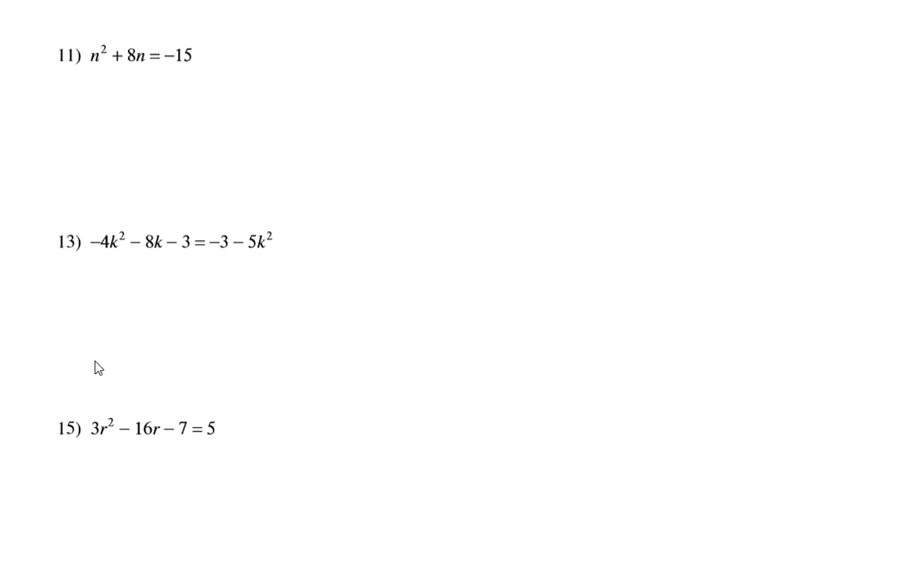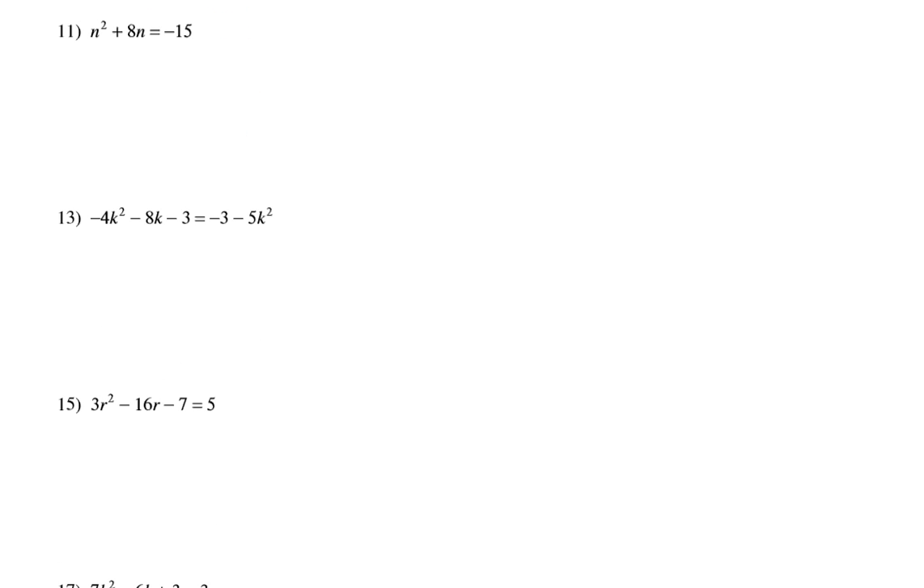Going on to number 11 on the back side of this worksheet. On number 11, we again have to start by getting everything to one side, so I'm going to add 15 to both sides of the equation. Get n squared plus 8n plus 15 equals 0. Now that it's equal to 0, I can go ahead and factor and then solve by using the zero product property. Alright, so what does this factor into?